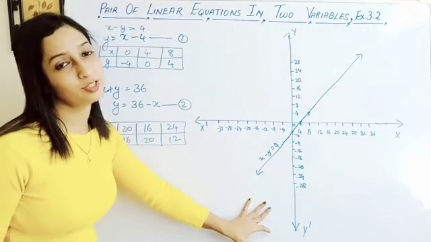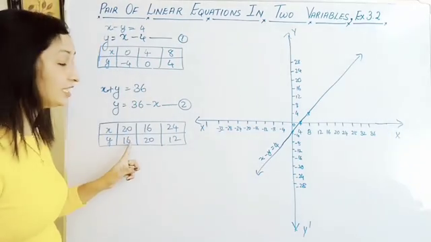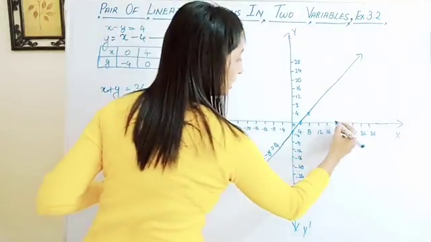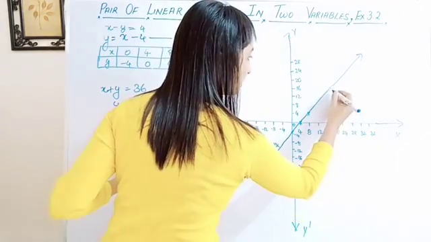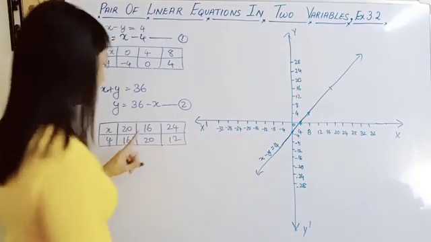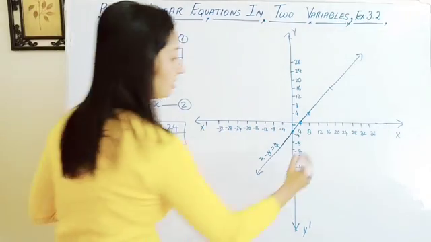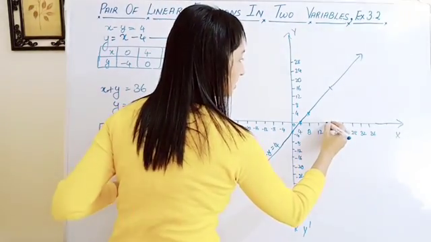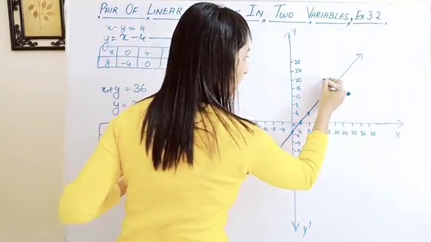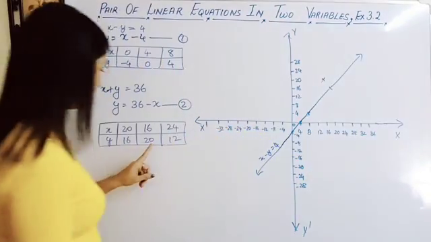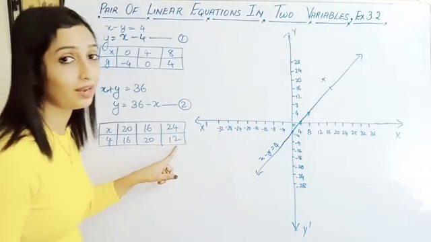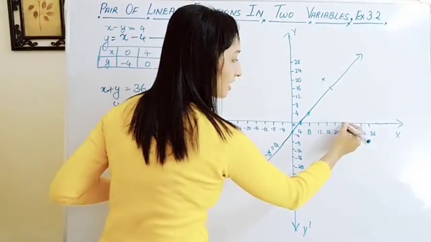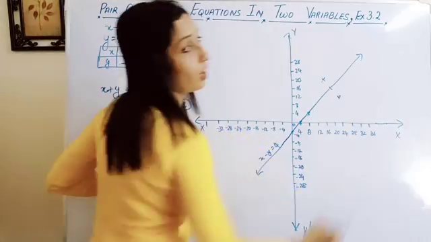Now let's plot the points of the second equation. So that is 20, 16. So 20 here and 16 here. This is our point. Now 16, 20. So 16 here on x-axis and 20 on y-axis. This is a point. Now 24, 12. 24 on x-axis and 12 on y-axis.